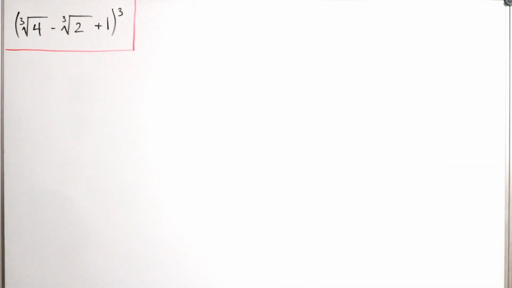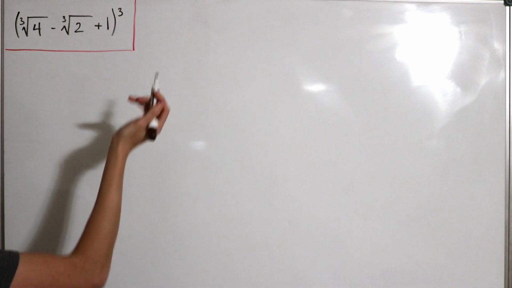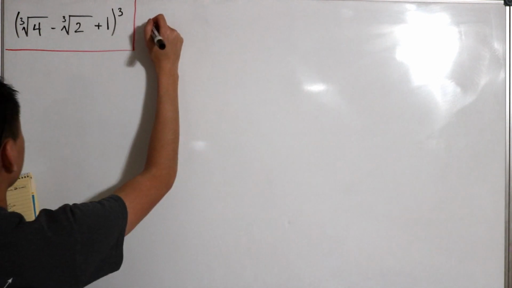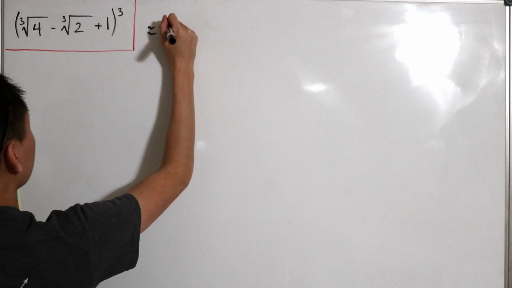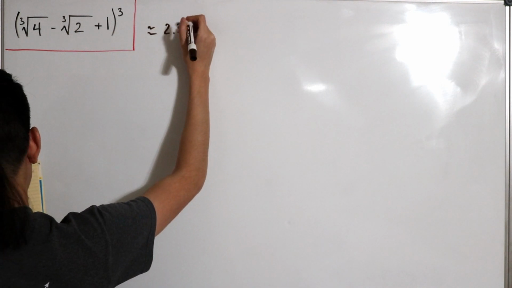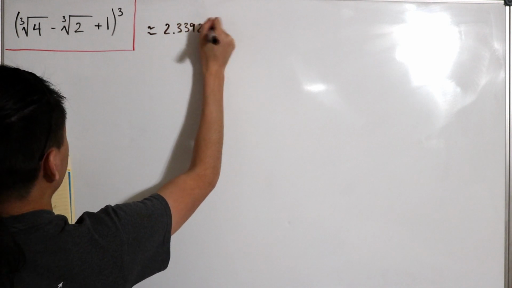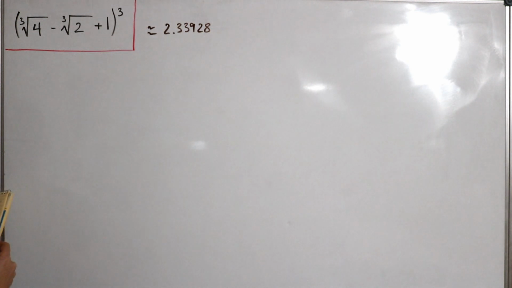I think it's worth noting that if you put this in a calculator or some computer like Wolfram Alpha, for example, you're going to get the approximation, which specifically for this value comes down to 2.33928, and then there are more decimals, but I'll just stick with that number.